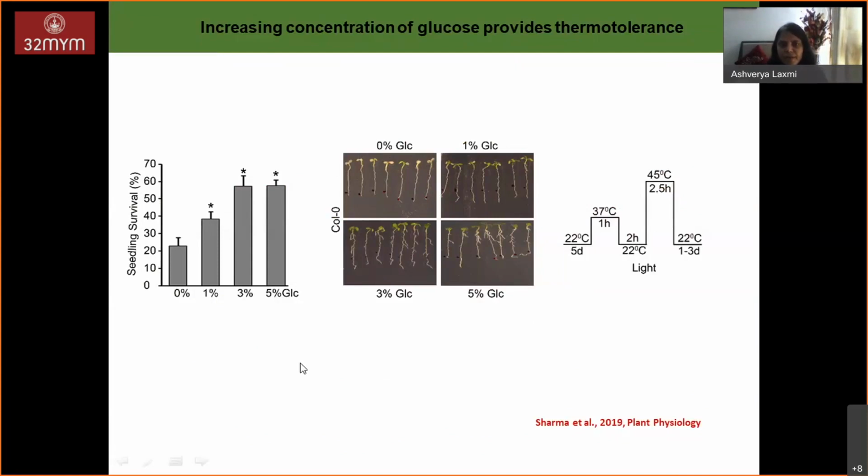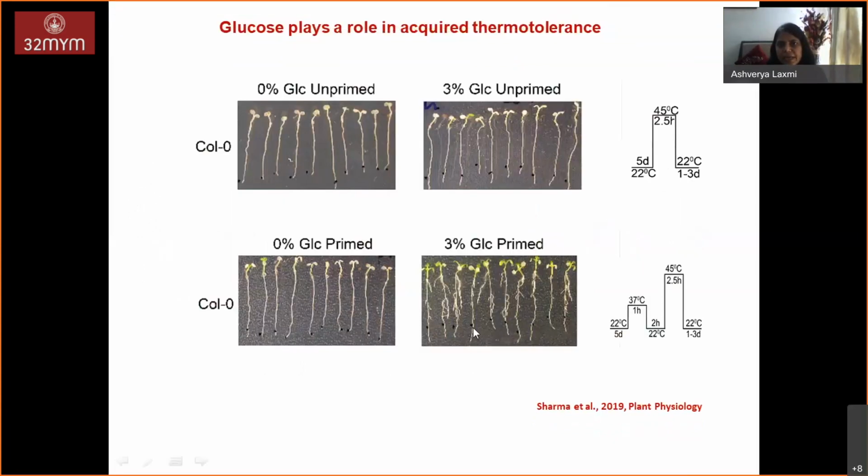For that matter, we picked a very prominent stress in the environment, which is heat stress. And we could actually see that the presence of glucose gives the plant an ability to survive the heat stress. But to our surprise, this ability to survive was given when the plants were primed with a sublethal stress. As you can see here, these plants were primed with a sublethal stress of 37 degrees, and then they were challenged with a lethal stress of 45 degrees. Then the presence of glucose helped the seedlings to survive this lethal stress. But when the stress is given as such, without priming, glucose plays very little role in survival in response to heat stress.